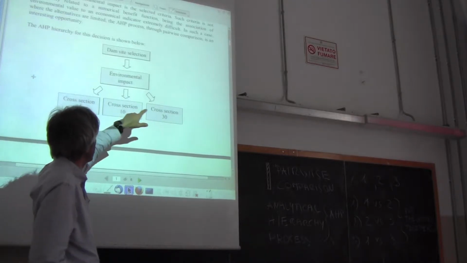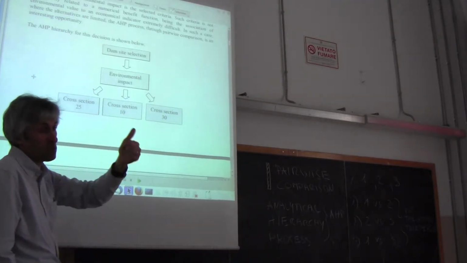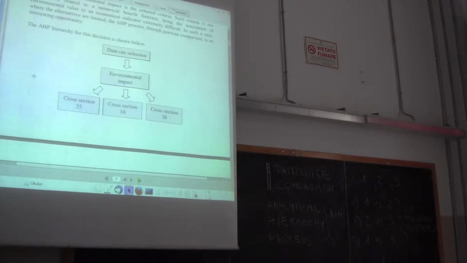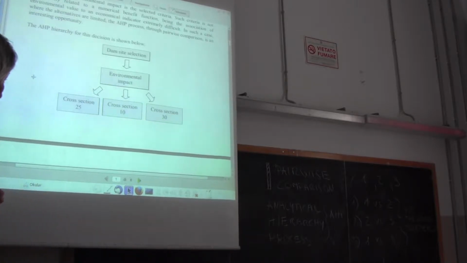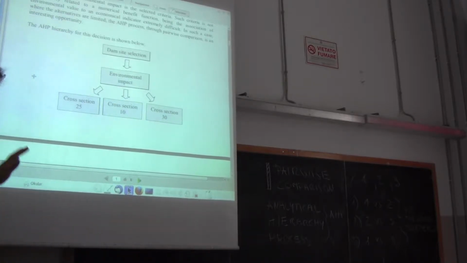The three solutions with respect to the environmental impact. It's just one decision. Okay? On the basis of the information that I had before.